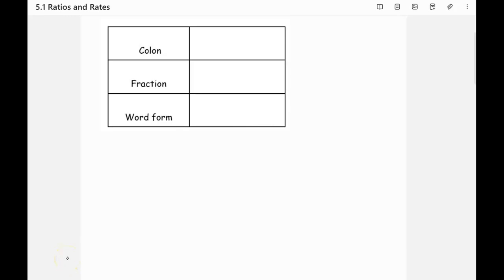This lesson is on 5.1, ratios and rates. Ratios can be written in three ways. One of the ways is by using a colon, which can be represented as 3 colon 5, and this is read as 3 to 5. The second way is by using a fraction, which is also read as 3 to 5. And the third way is by using the word form, which we have stated as 3 to 5.